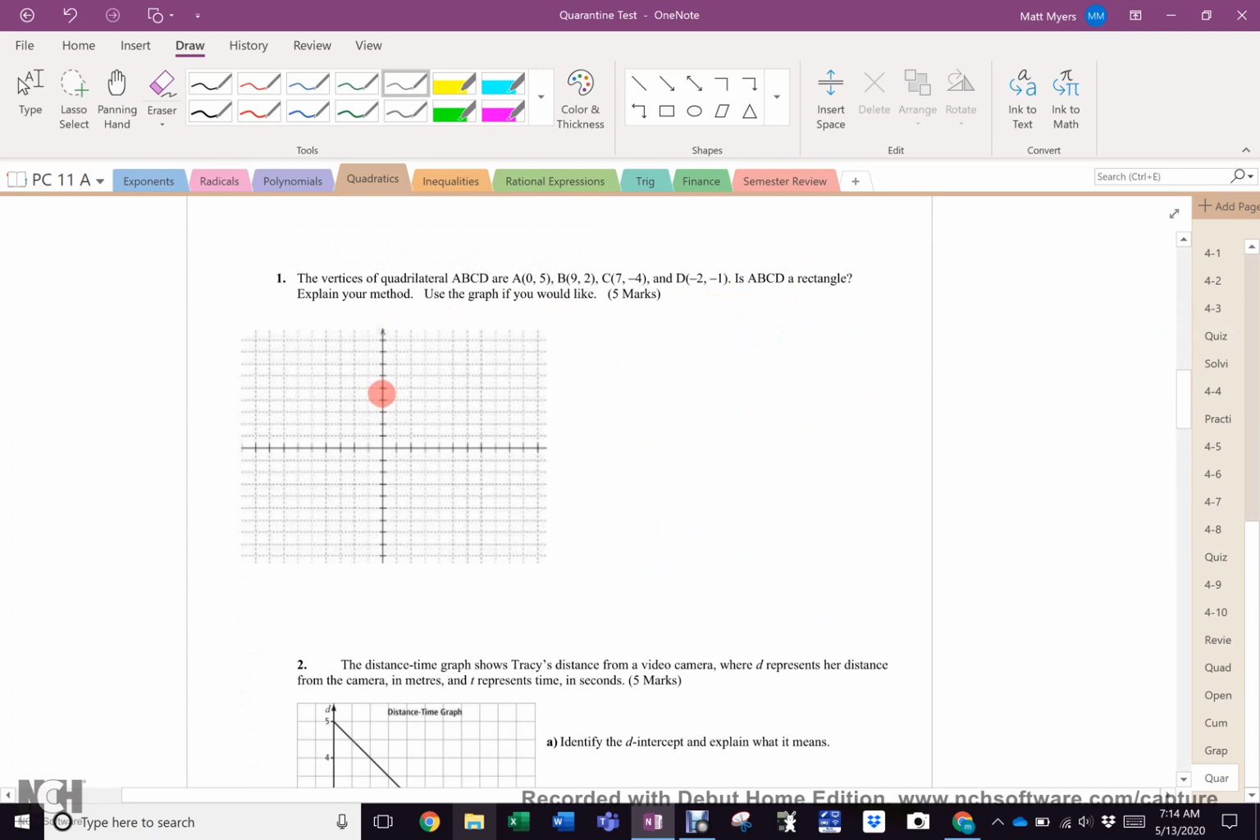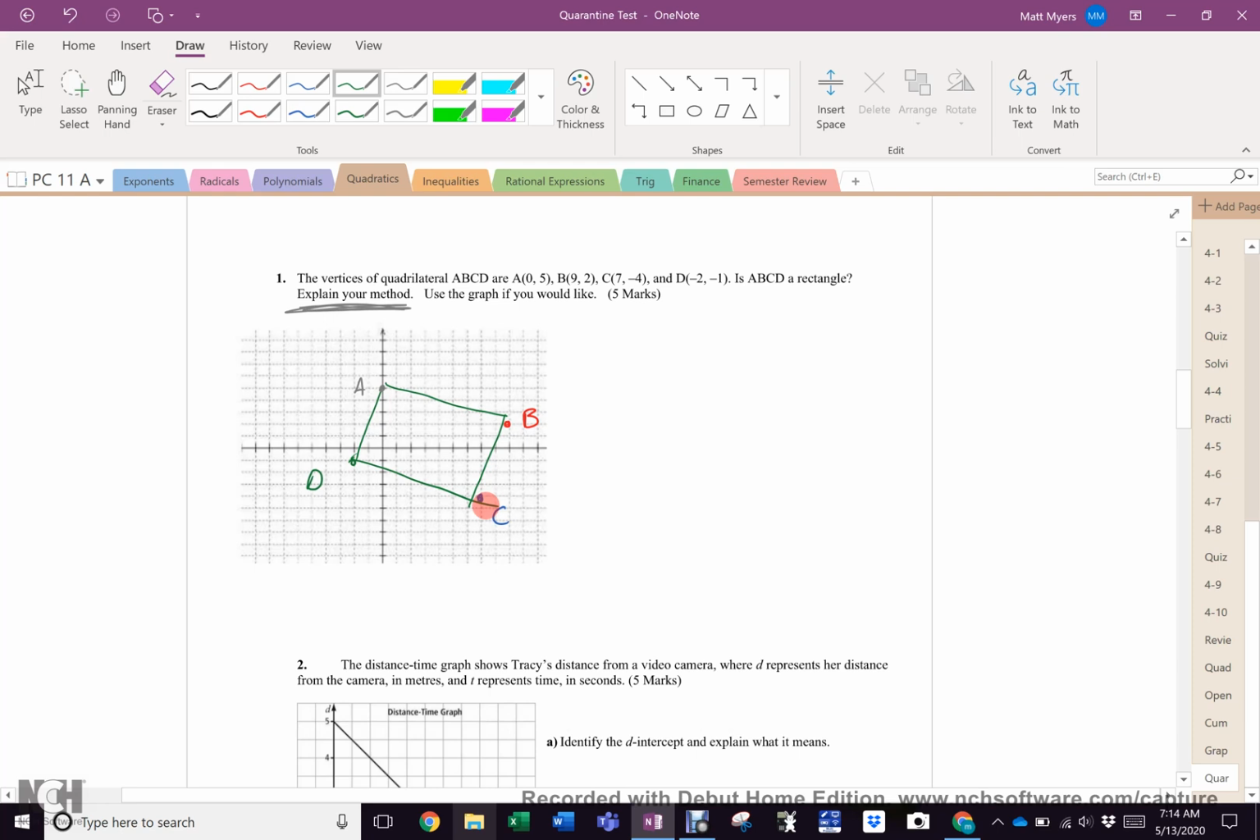These vertices, is this a triangle? Explain your method. So, if I graph it, 1, 2, 3, 4, 5. There's A. 1, 2, 3, 4, 5, 6, 7, 8, 9, 1, 2. There's B. 7, 1, 2, 3, 4. There's C, and there's D. A great many of you just drew it and said, yep, that's a rectangle, all right.